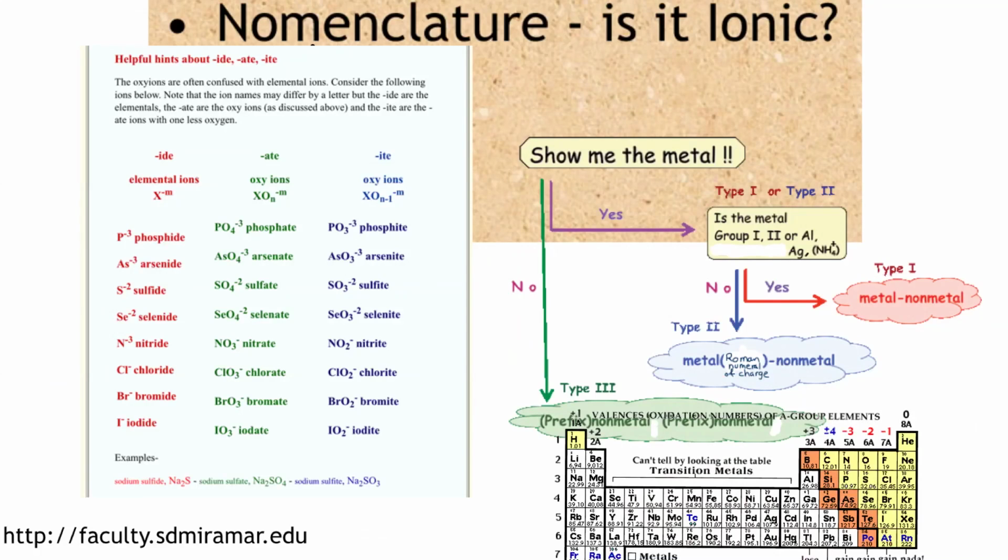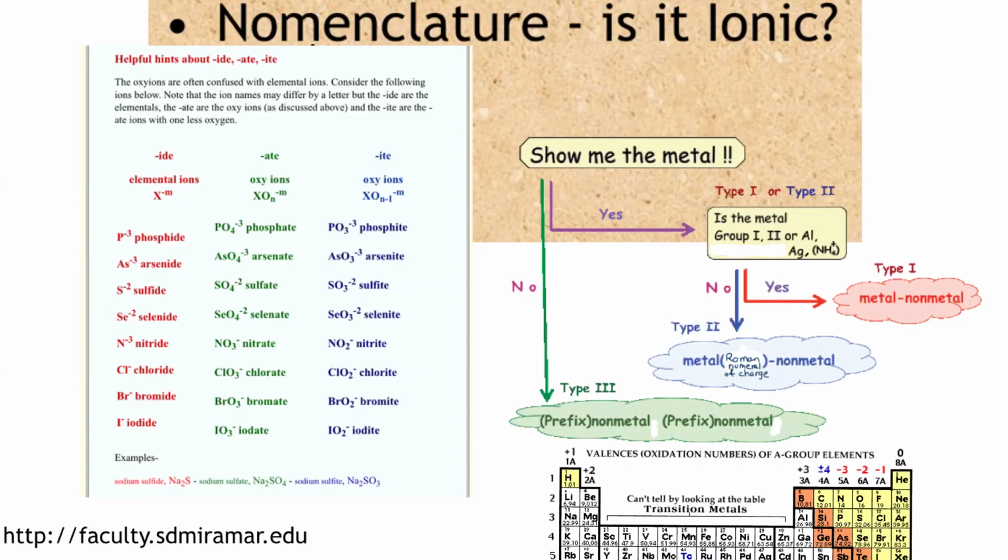If they're nonmetals, which is our next part here, and remember that nonmetals are to the left of this, or to the right of the stair step. These are all nonmetals. Well, then you know that you're going to use prefixes to name it. Prefix, first nonmetal, prefix, second nonmetal, and that's it. That's how you name it.